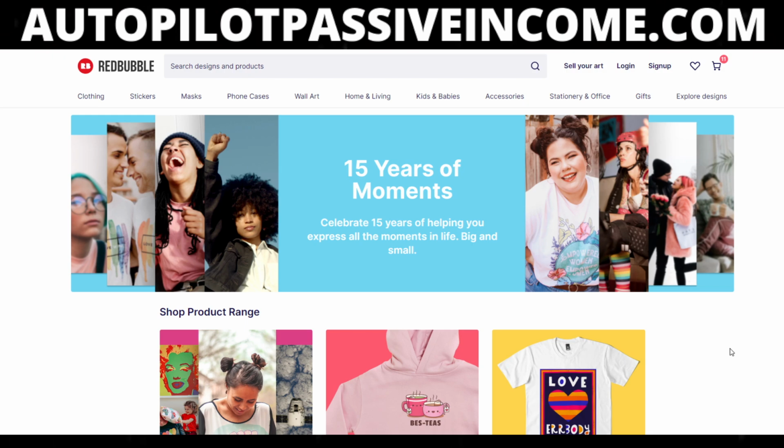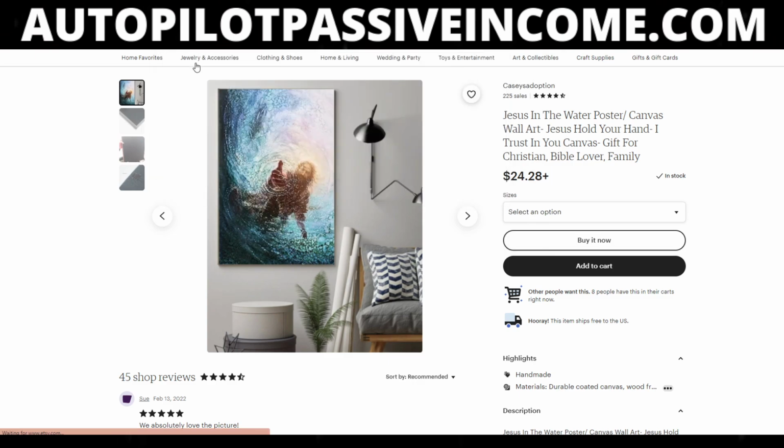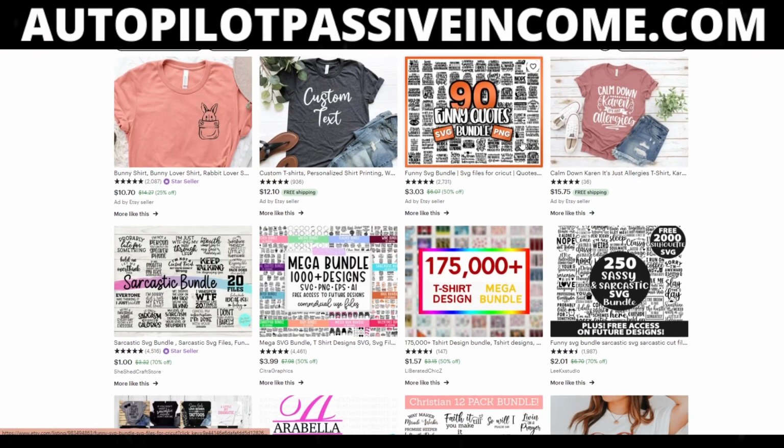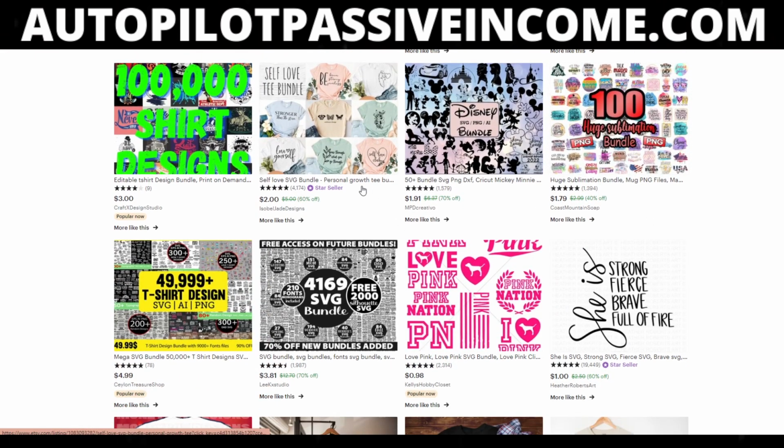Well, you could make double, triple, quadruple the amount of money doing that, and that's actually an idea. And here's the reason why. On Etsy, there is a significant amount of people searching for different shirt designs. You could see this blue number right next to every single thing that is searched for. For example, if I search for shirt designs here, you could see that has 384 searches on its own.